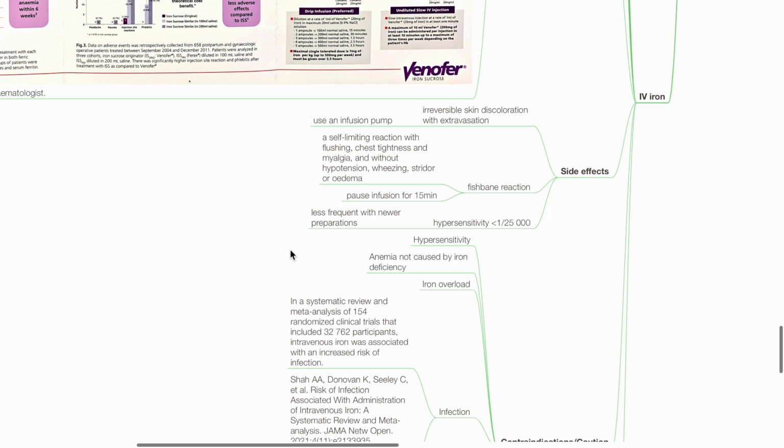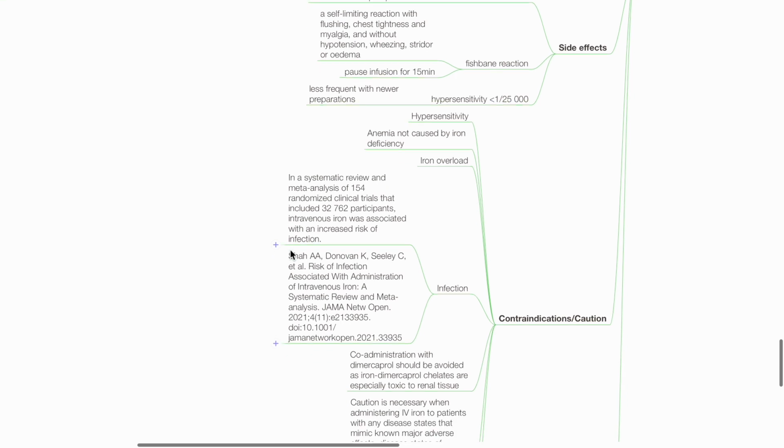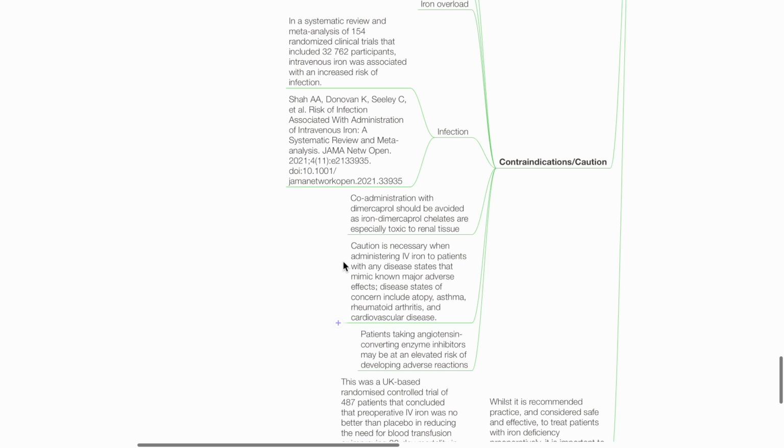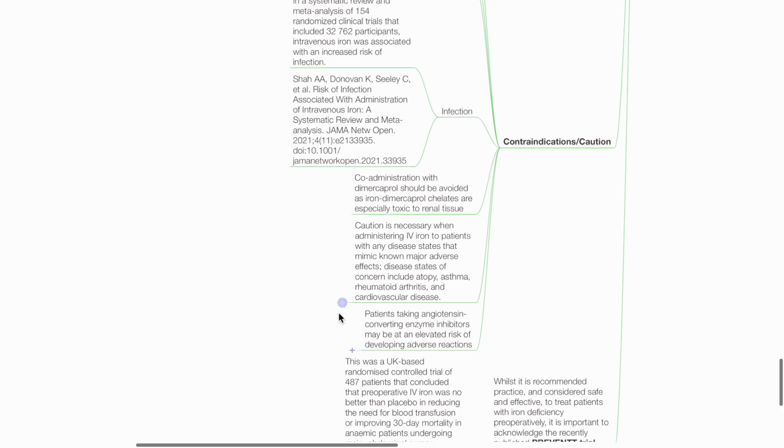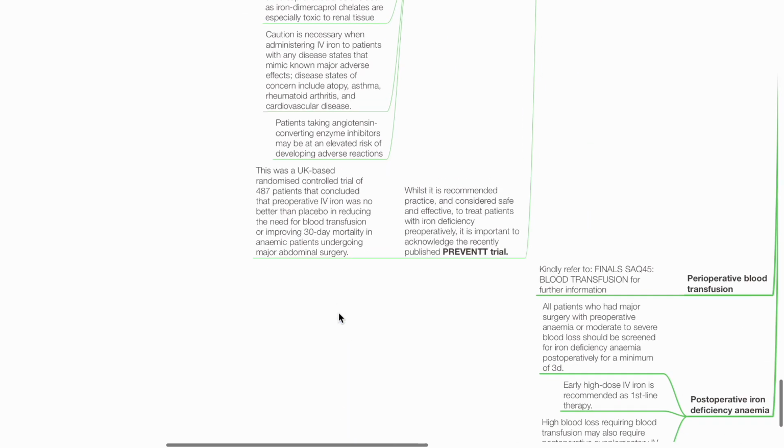Hypersensitivity is rare, 1 in 25,000. It is less frequent with newer preparations. Contraindications for IV iron include hypersensitivity, anemia not caused by iron deficiency, iron overload, and infection. Avoid co-administration with dimercaprol, as iron dimercaprol chelates are toxic to renal tissue. Caution is necessary when administering IV iron to patients with any disease states that mimic known major adverse effects, such as atopy, asthma, rheumatoid arthritis, and cardiovascular disease. Patients taking ACE inhibitors may be at elevated risk of developing adverse reactions.